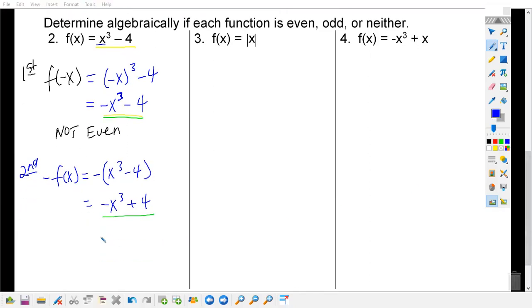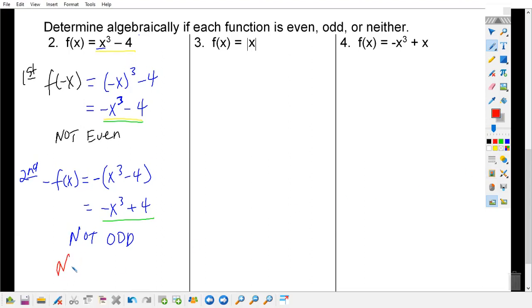Why are we comparing it to the first? So think about our two columns in our table. This is table 1, this is table 2, this is table 3. If table 1 equals table 2, then it was even and I would be done, right? But if table 2 equals table 3, then it would be odd. And are they equal? No. So it's neither. It's not odd, it's just neither. It's still a function, it just has no type of symmetry. It's a polynomial function, you can see that, but it is neither even nor odd.